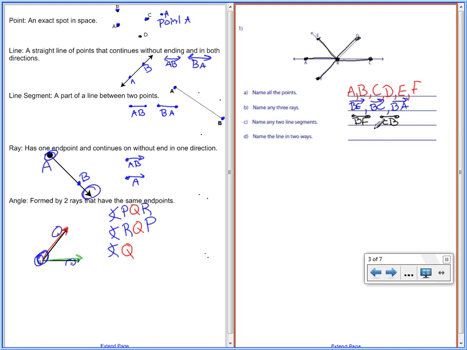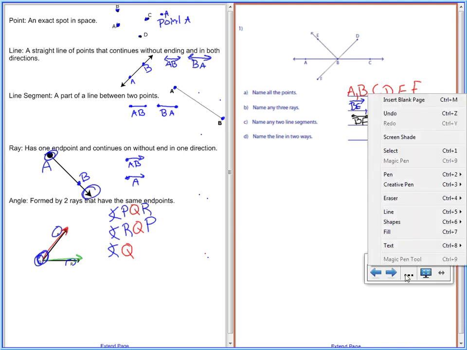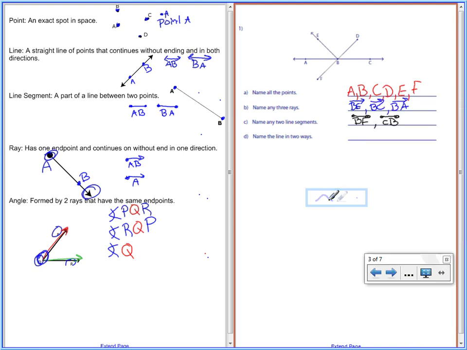All right, the next one says name the line in two ways. All right, so here we go. Remember, a line is a straight line that has arrows at the end. So let's see, I only see one, and it's right here. So I could label this line AC would be one way, or I can label the line CA as a second way. Let's look at another one of these.